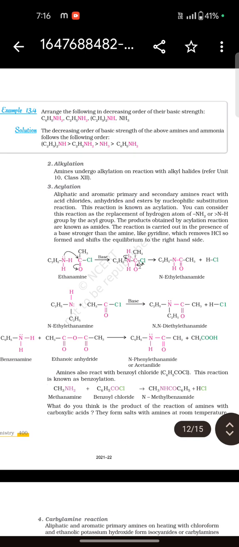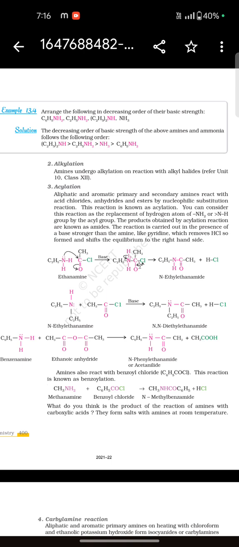Alkylation. Amines undergo alkylation on reaction with alkyl halides. Acylation. Aliphatic and aromatic primary and secondary amines react with acid chlorides, anhydrides, or esters by nucleophilic substitution reaction. This reaction is also known as acylation. You can consider this reaction as a replacement of a hydrogen atom of the NH2 or NH group by the acyl group. The products obtained by the acylation reaction are also known as amides.